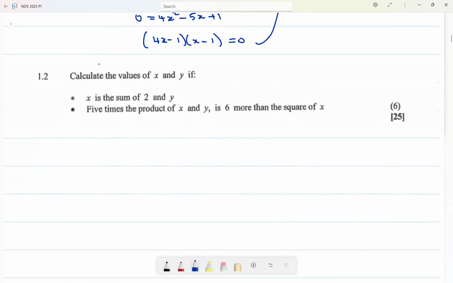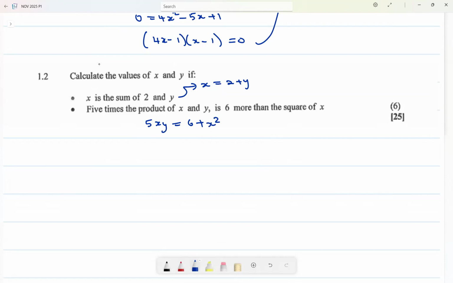Now let's move on to 1.2, the last question. Under question 1, calculate the values of x and y if x is the sum of 2 and y. So x is the sum of 2 and y. And then 5 times the product of x and y is 6 more than the square of x.